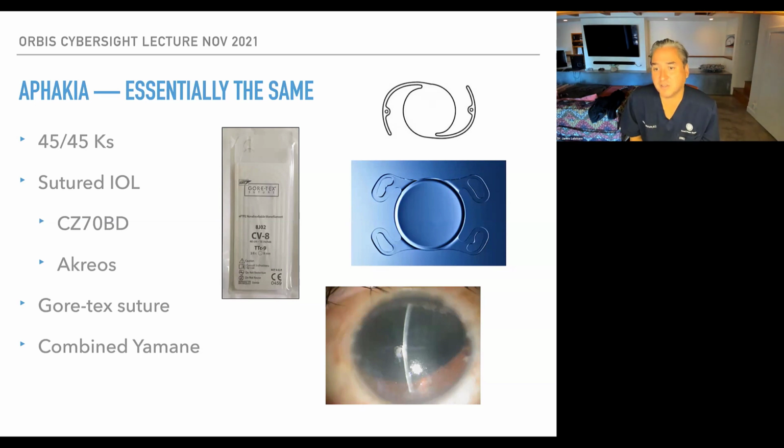And here are some pictures of some lenses that you can suture. The CZ70BD by Alcon. Many companies make a similar one. It's PMMA, and it has those little eyelets that you can use to fixate. And then there's that Aqueous lens by Bausch & Lomb that also has those openings in the haptics that allow you to suture the lens.